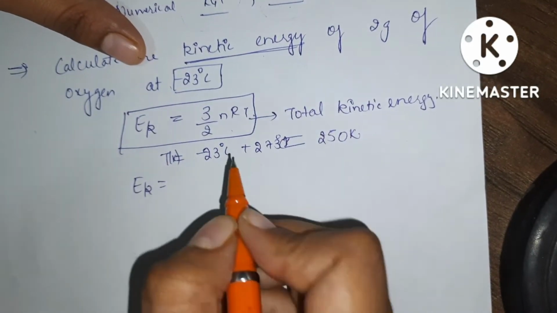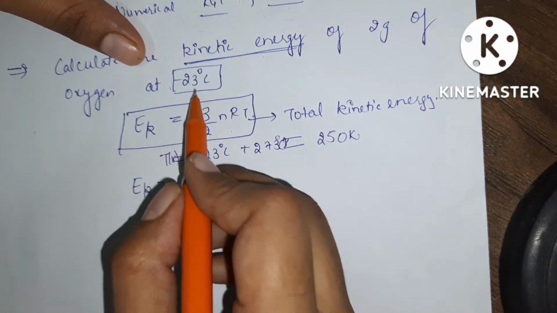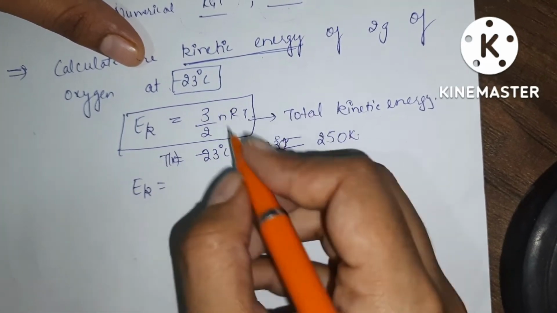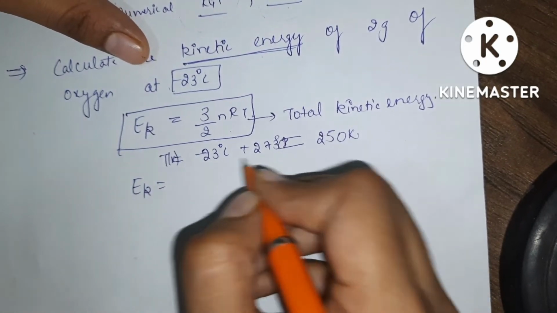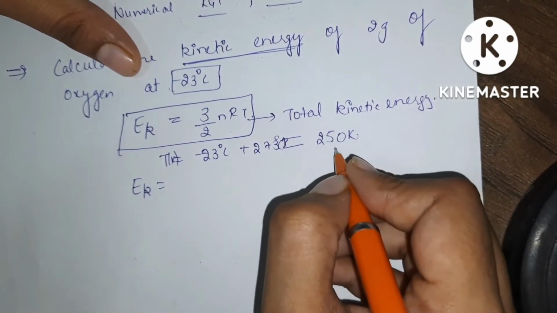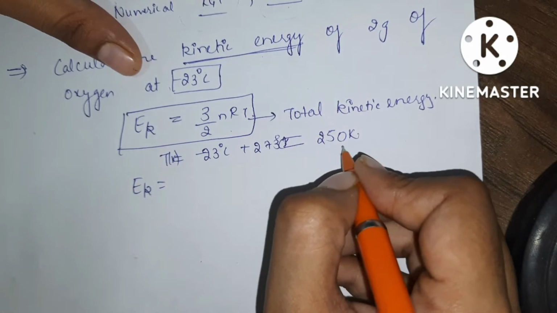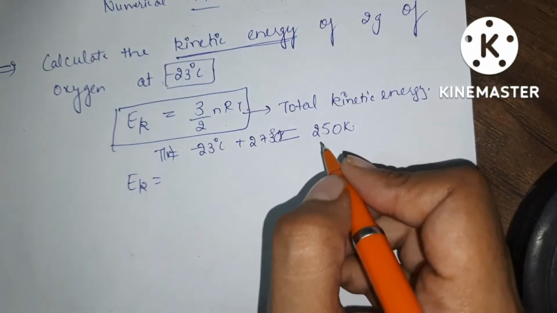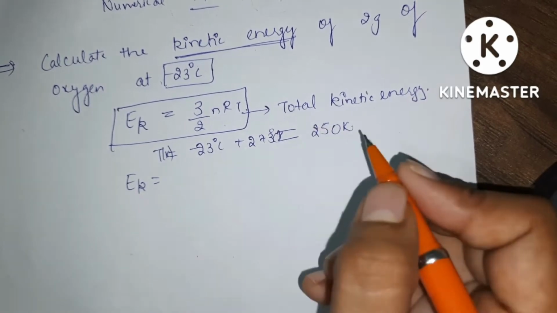Temperature in Kelvin we need to calculate. We can calculate it with the help of minus 23 degrees Celsius plus 273. It is going to give us the result in Kelvin scale, 250 Kelvin. Kelvin scale was the absolute temperature that I have already discussed in my previous videos.